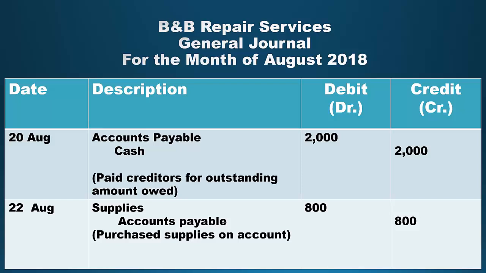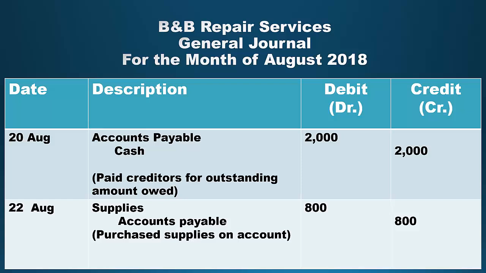Step 3. How do we record it? To record this, we debit accounts payable for $2,000 to reflect the reduction in the liability. Credit cash for $2,000 to show the decrease in money. The narrative for this entry is paid creditors for outstanding amounts owed.